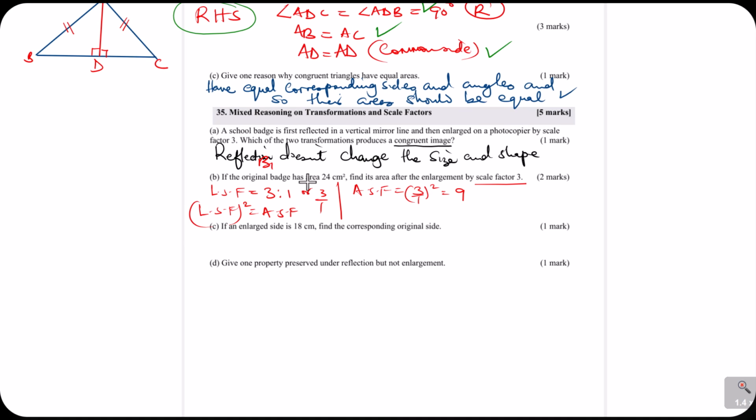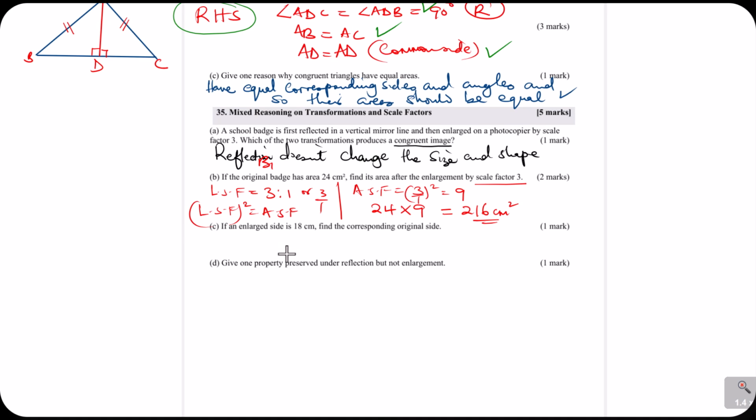Now, we take the original badge to be the object, and it was 24. You're supposed to find the area after it has been enlarged, so we multiply that by the area scale factor, which is 9. 24 times 9 should give 216 centimeters squared. So first of all, we needed to know the linear scale factor. When you get the area scale factor, then you multiply it by the original area of the badge.